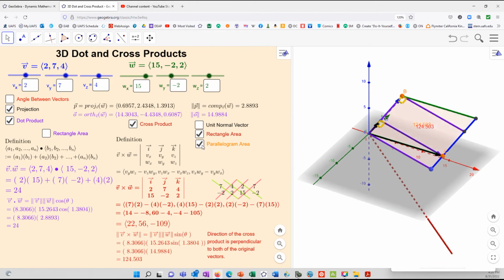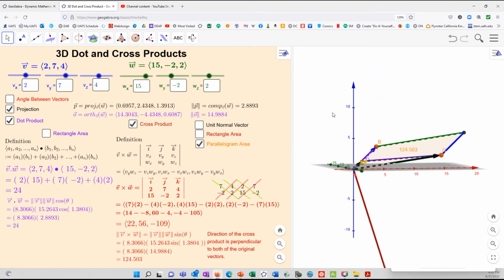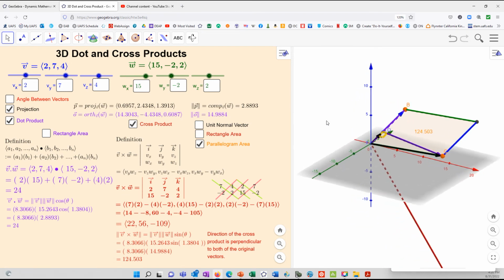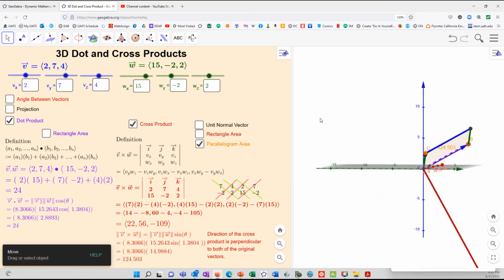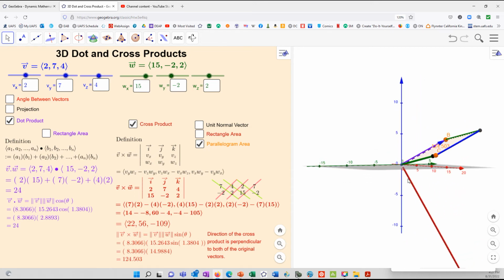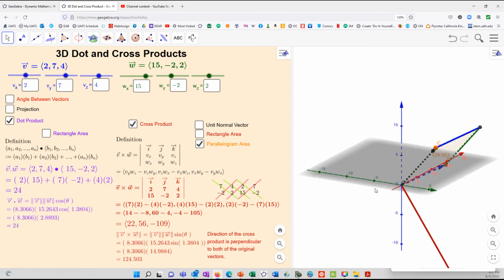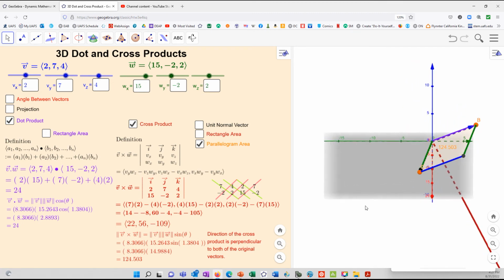Now we can also visualize that as a parallelogram instead, and the parallelogram is formed by two of the sides being the two vectors. So you can see the plane there that has those. Let me turn off the projection a little bit. So there's the plane. And notice that you can't see how long it is. It's 124.5 approximately. But you also notice that it's perpendicular to both of these vectors, to this plane where this parallelogram is. It's perpendicular to that. And it's given by the right-hand rule.